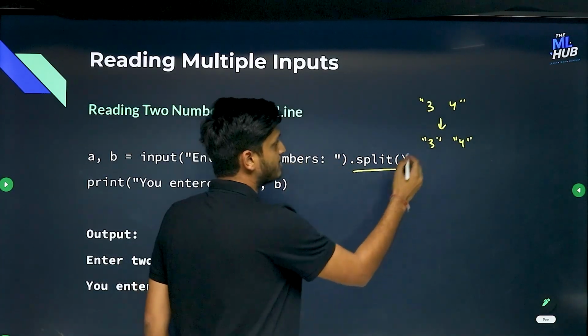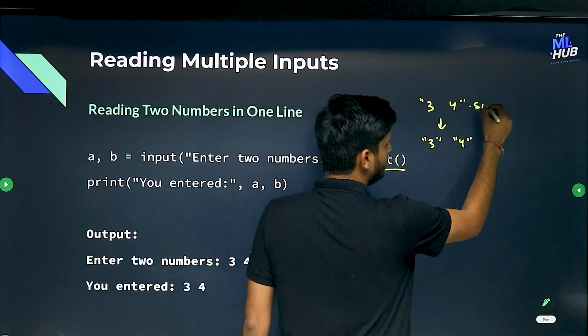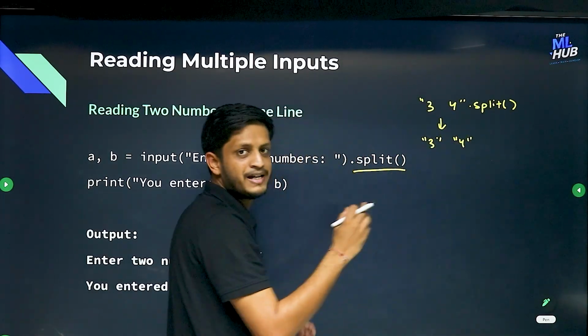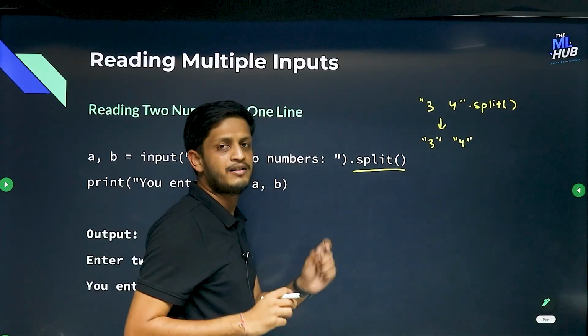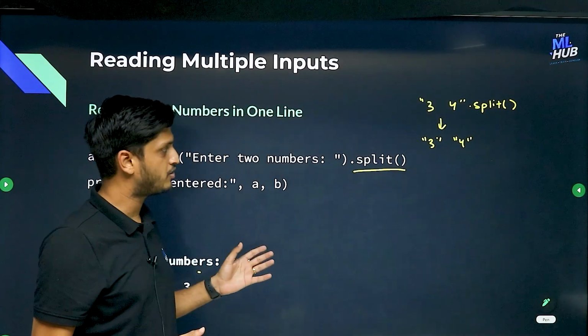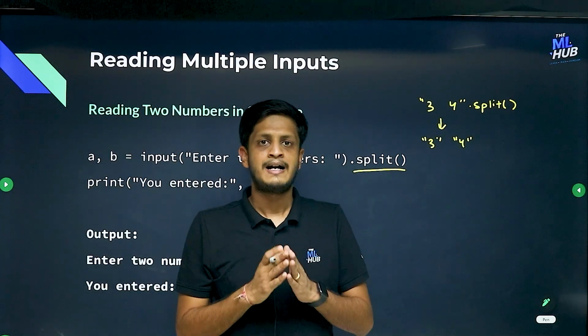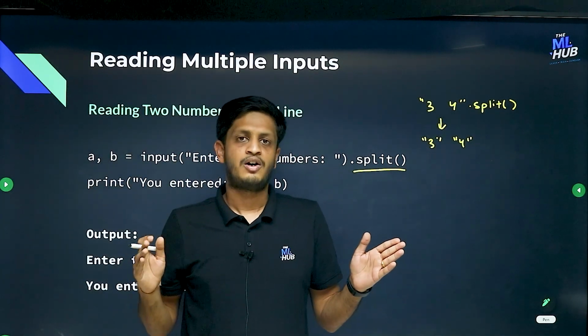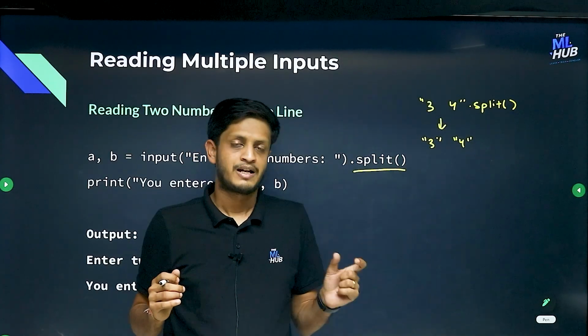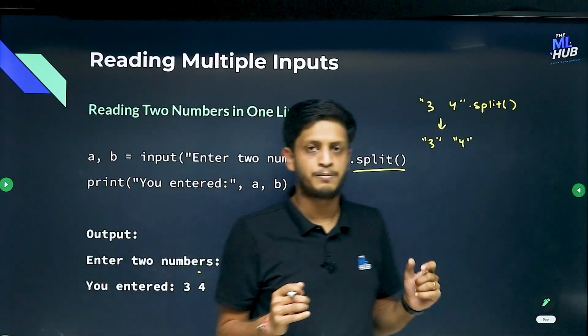Then you can use the split function. If you use the split function on this string without any argument, by default it will split it with the space character. Okay, and when we discuss strings in detail, we will discuss this function. For now, just assume that if you want to input multiple integers or multiple strings in a single line which are space separated, then you can use the split function with the input function.